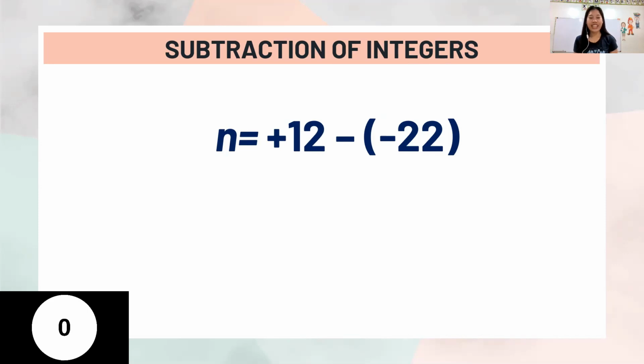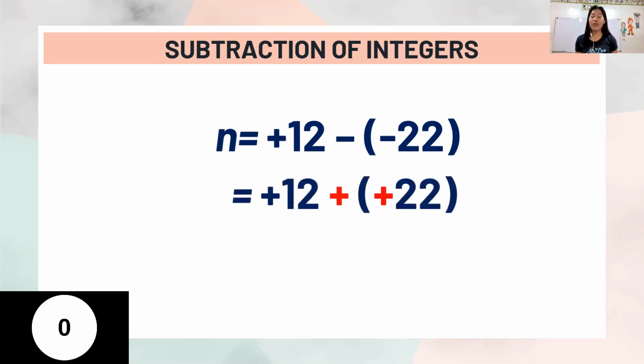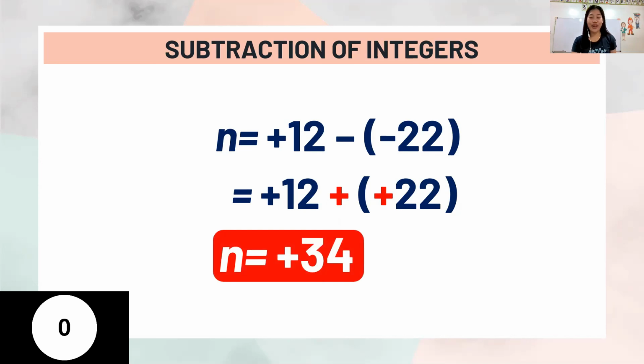It's up. Let us check if your answer is correct. N equals positive 12 minus the quantity of negative 22. This becomes positive 12 plus the quantity of positive 22. And the answer is positive 34. Very good. 12 plus 22 is 34.